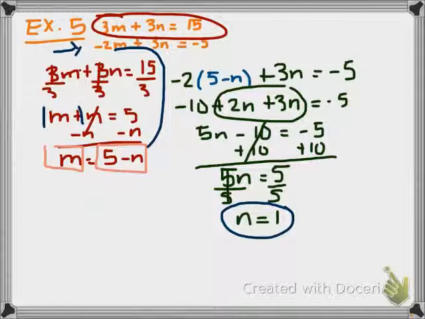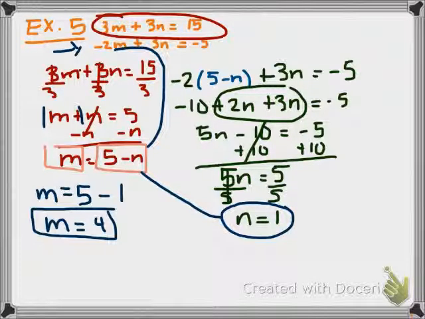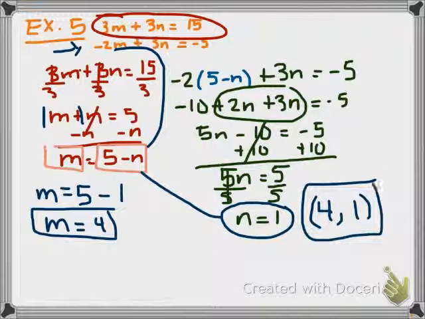Now that I know this one, I go back and I substitute it into the simplified expression over here of m equals 5 minus n. So m equals 5 minus n is what? 1. So m equals 5 minus 1, 4. So together, when we write the answer, my answer should be 4, 1. Now please keep in mind what we said. Whichever letter shows up in the alphabet first, that's going to be your X or the first letter in the parentheses.